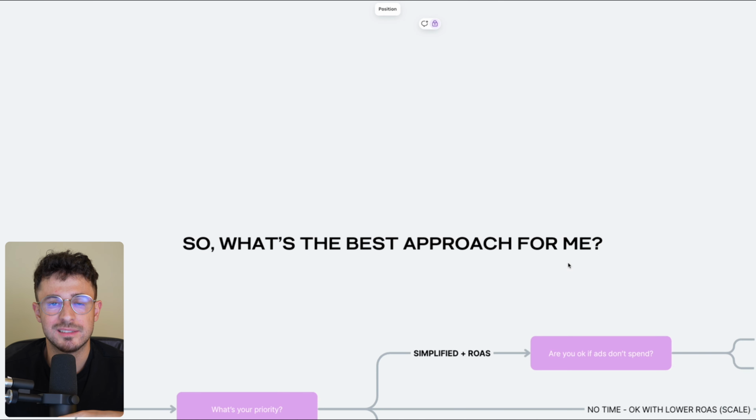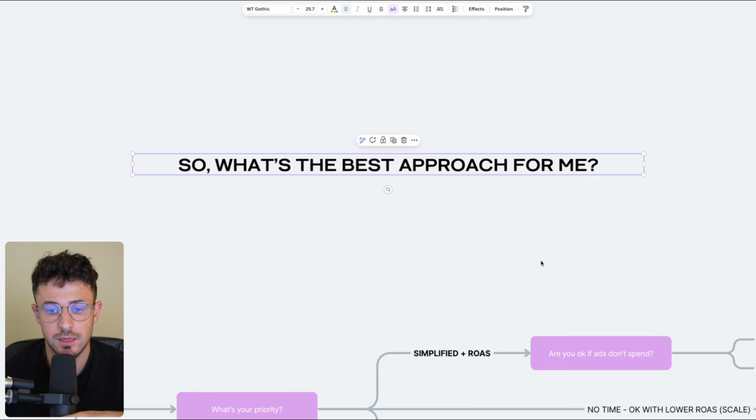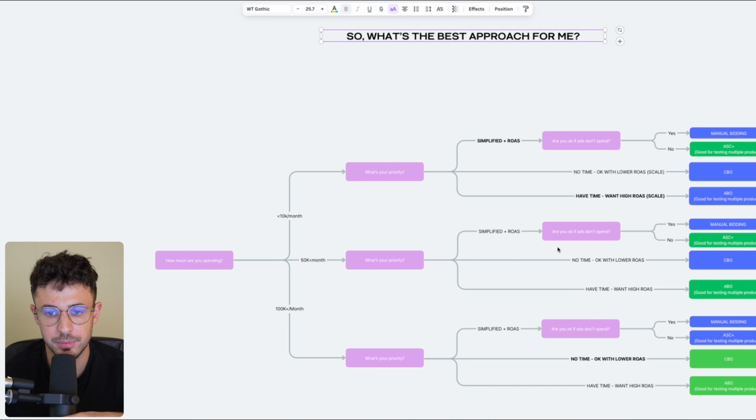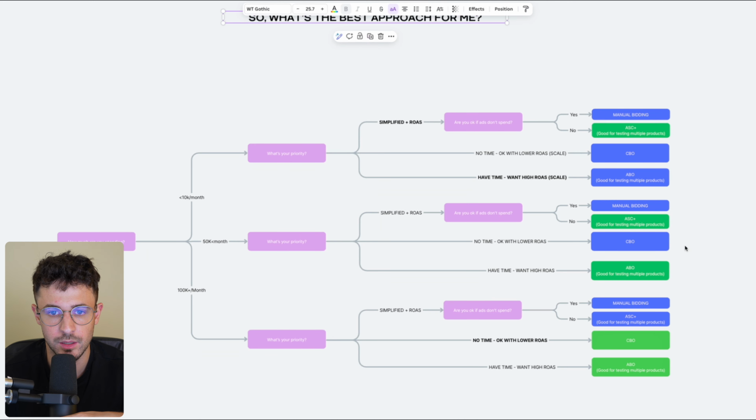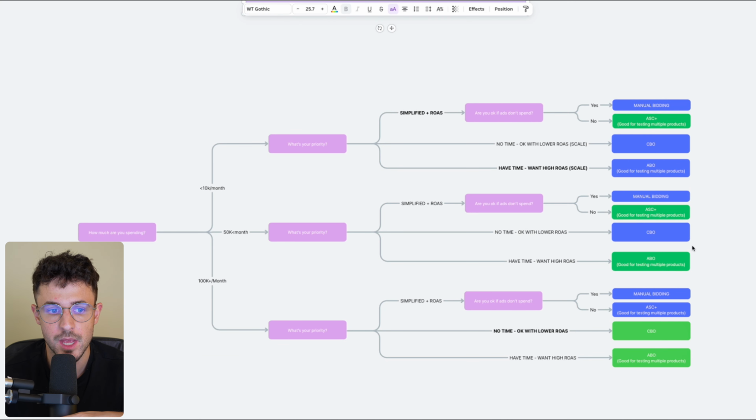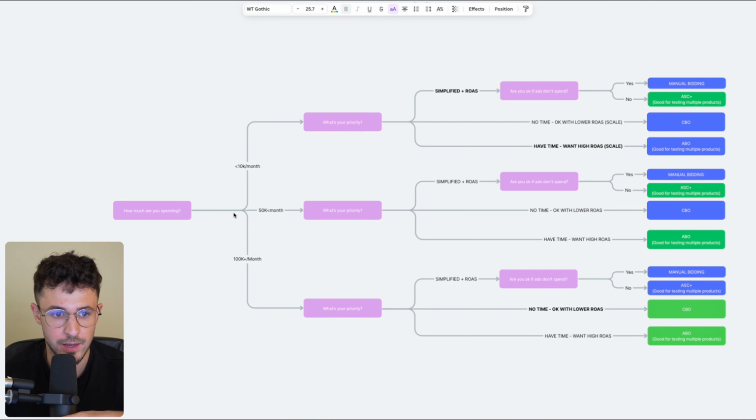Now, what is the best approach for you? For your brand, I've made a map that will help you understand what is the best setup for your brand, and we'll go through everything right now.